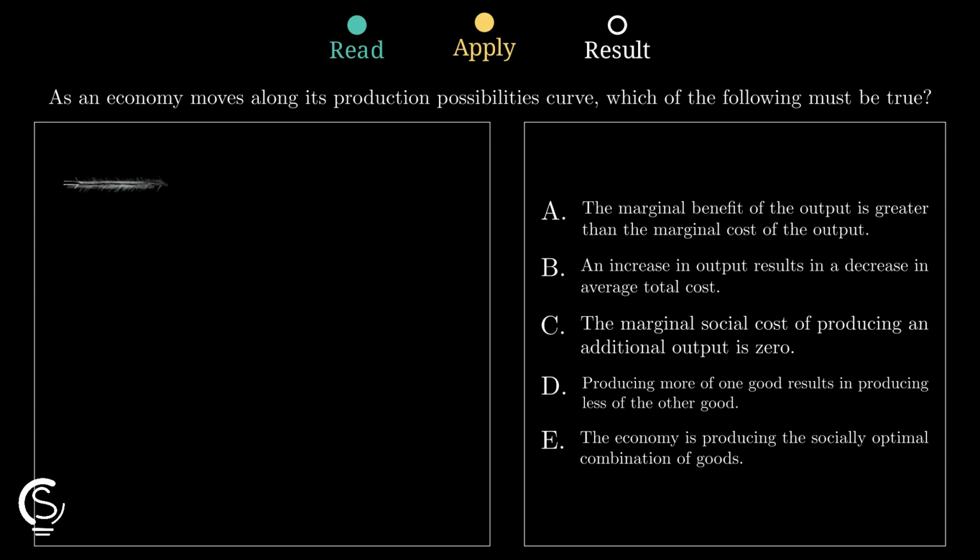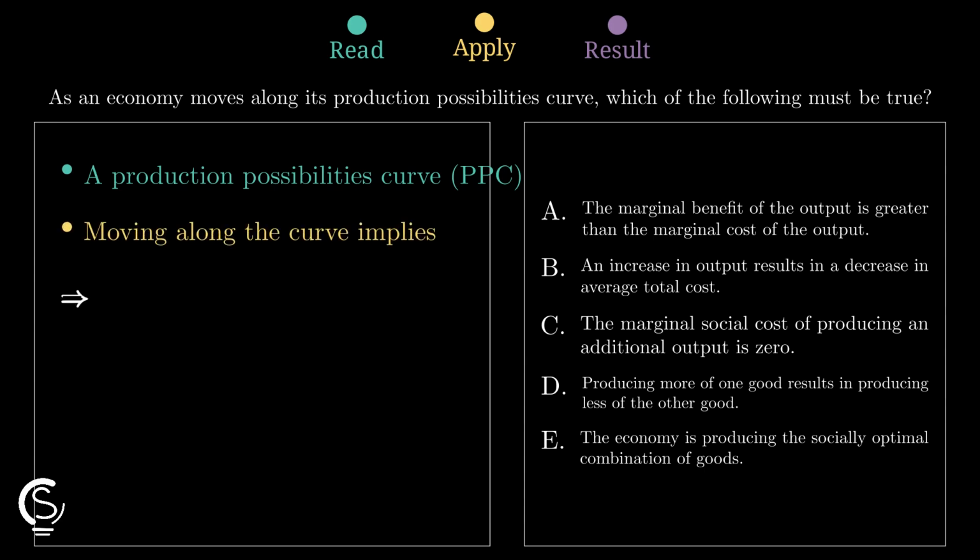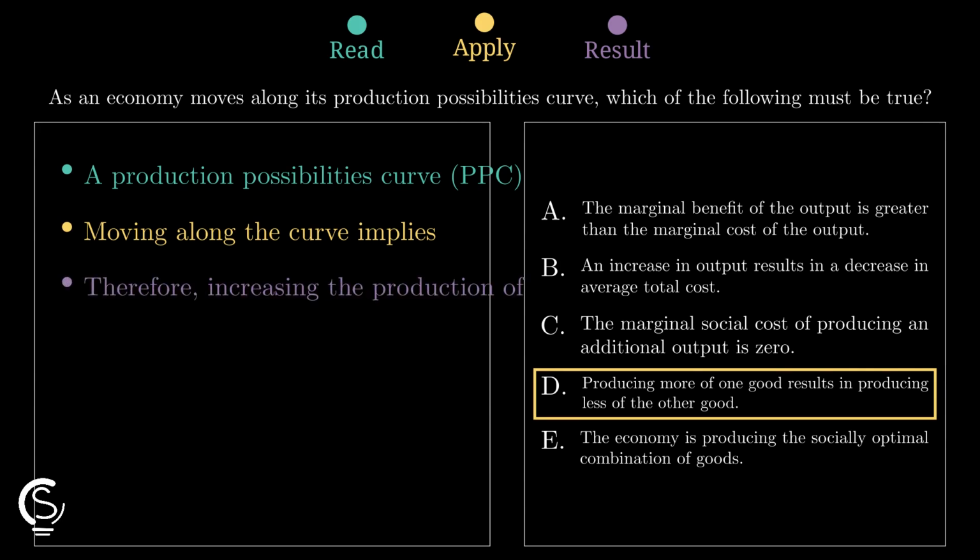Next, moving along that curve means we are shifting resources from one good to another. Since resources are limited, you cannot simply increase everything at once without giving something else up. Finally, that trade-off means producing more of one good requires producing less of the other. This makes option D the only correct choice.